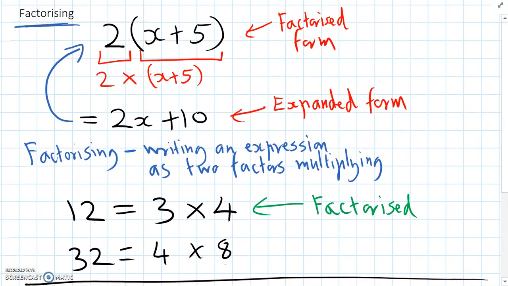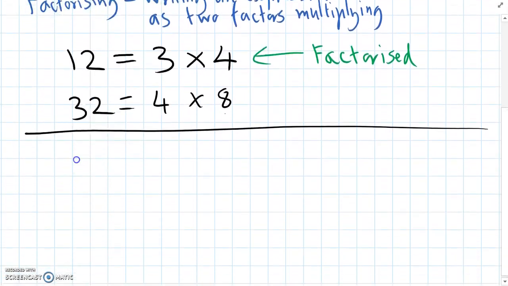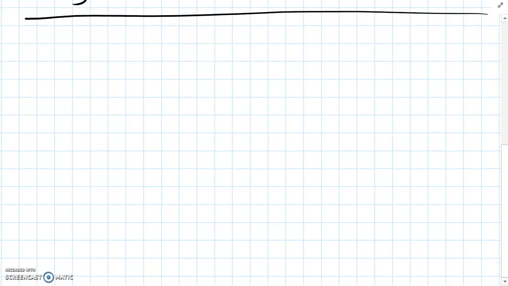So when we're looking at an expression, like the one here, the aim of factorizing is to rewrite it back in the factorized form, where we had our 2, that's one of the factors, multiplying by x plus 5, and that's the other factor. So the method we're going to use for factorizing is the grid model again. If you can't remember the grid model, watch the previous video where we practiced using it for expanding expressions. But now we're going to use it for factorizing.